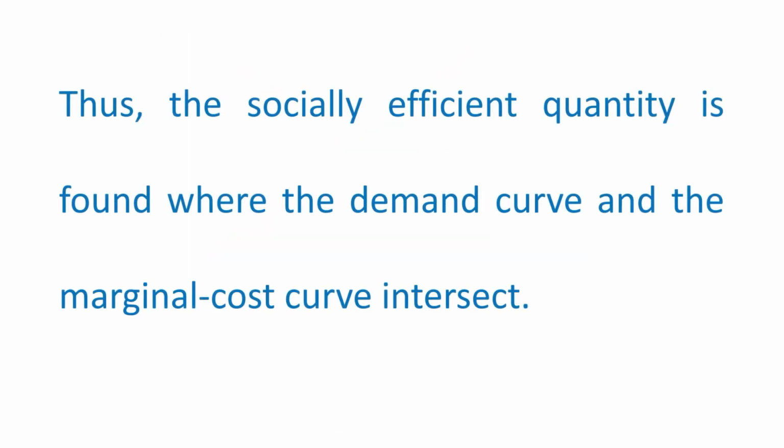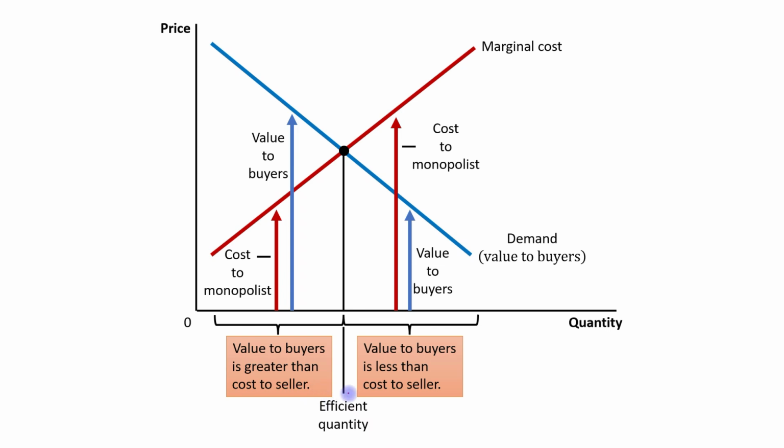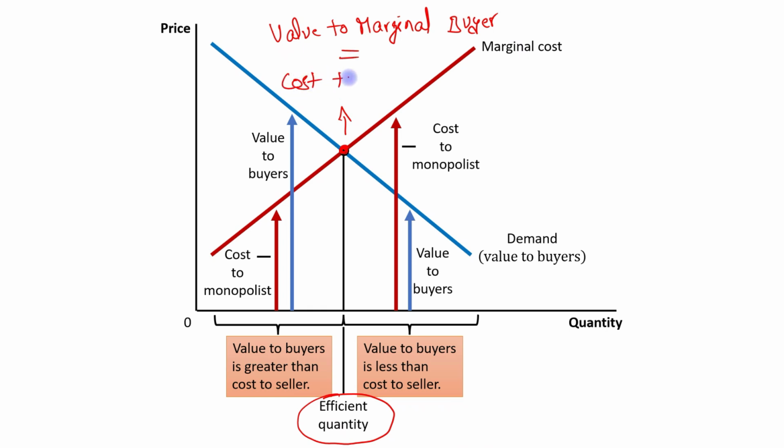Thus, the socially efficient quantity is found where the demand curve and marginal cost curve intersect. इसीलिए आपको सोशली एफिशिएंट क्वांटिटी कहाँ मिलेगी? ये एफिशिएंट क्वांटिटी आपको कहाँ मिलेगी? जहां पर डिमांड कर्व और मार्जिनल कॉस्ट कर्व इंटरसेक्ट कर रहे हैं, बिकॉज एट दिस पॉइंट value to marginal buyer is equal to cost to marginal seller. Fine.